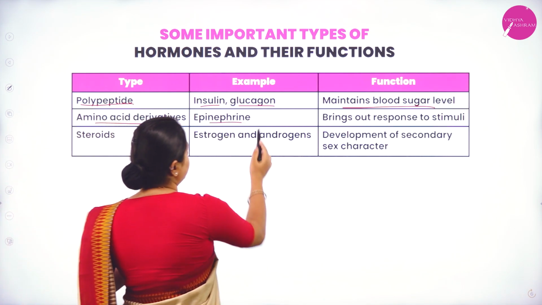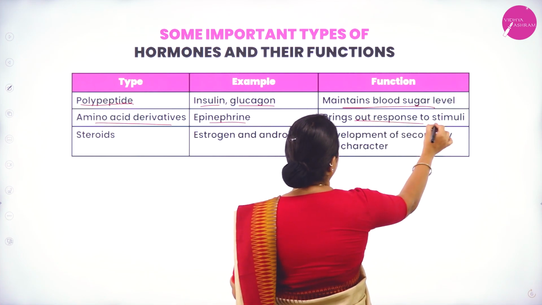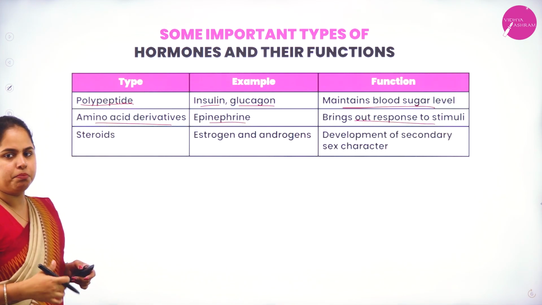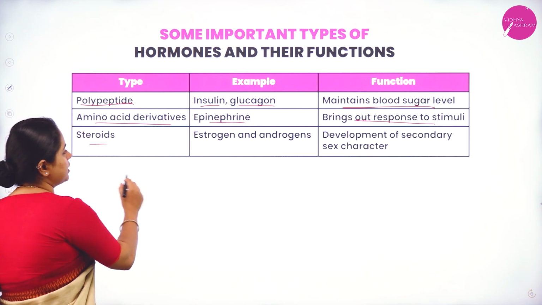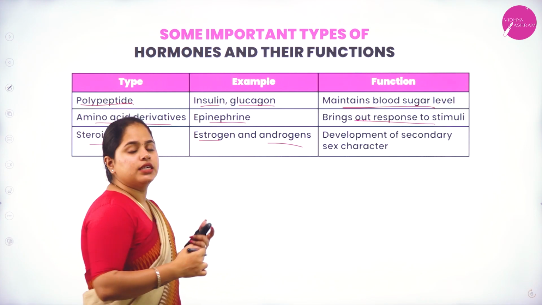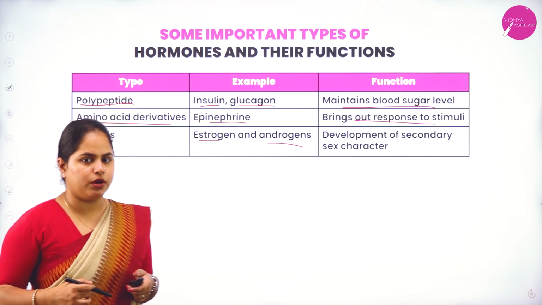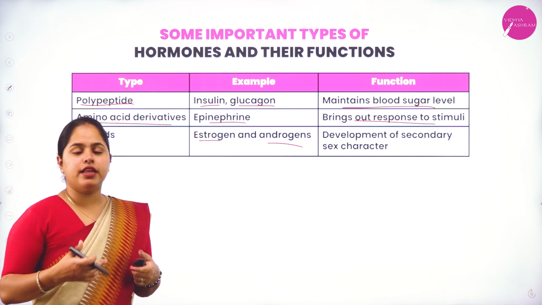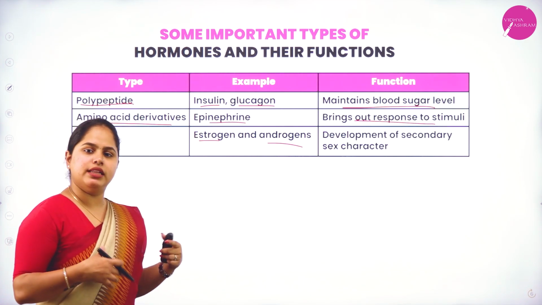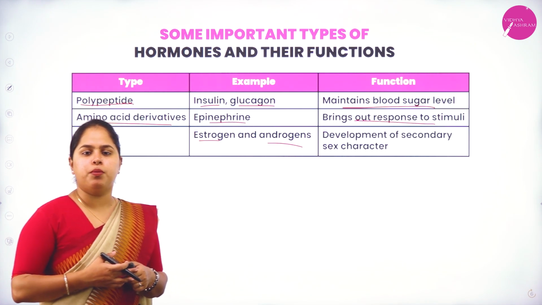Next are the amino acid derivative hormones. You have epinephrine, which brings out the response to stimuli. How we respond to various stimuli is based on epinephrine. And then you have steroids, among which are estrogens and androgens, responsible for the development of secondary sexual characters in human beings. Estrogen helps in the development of secondary sex characters in females and androgen in males. So these are a few important hormones.